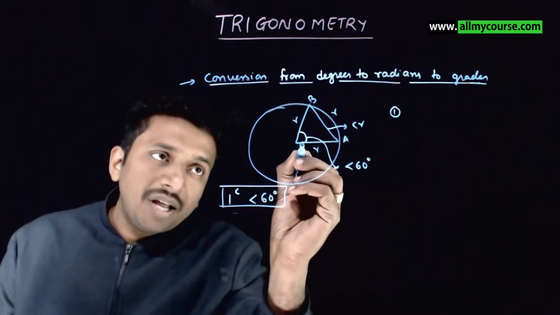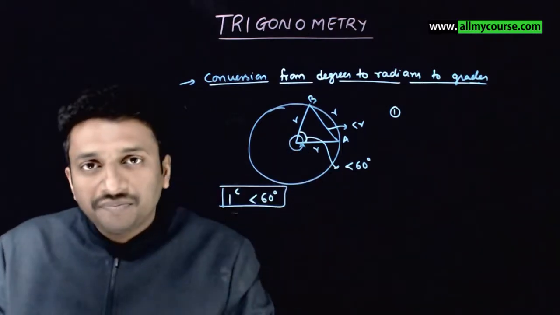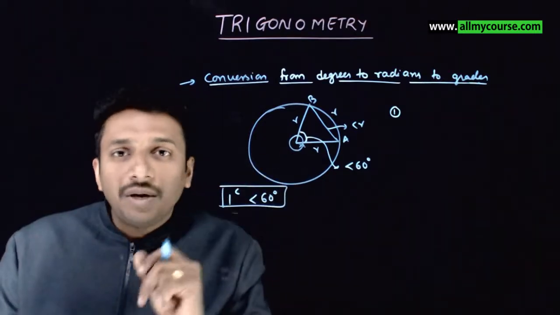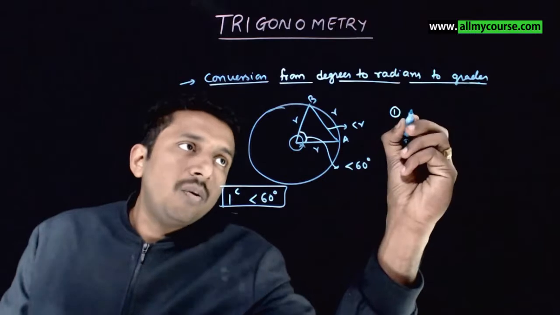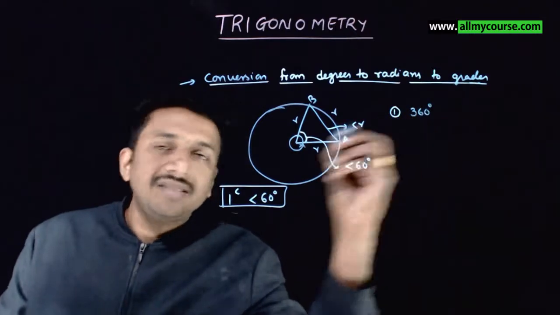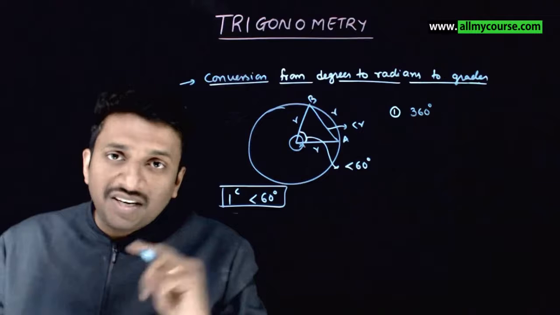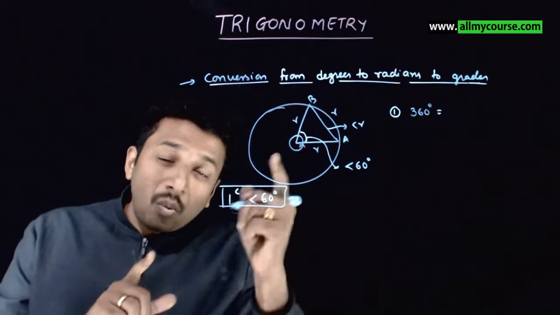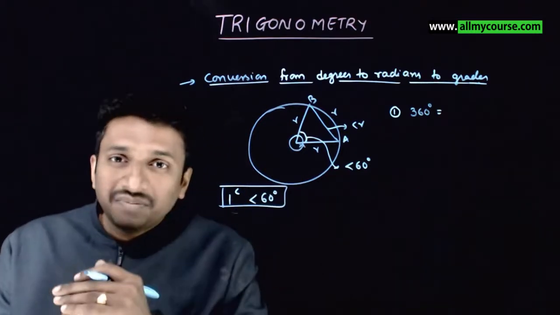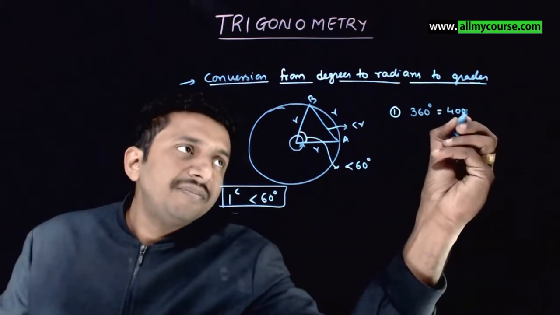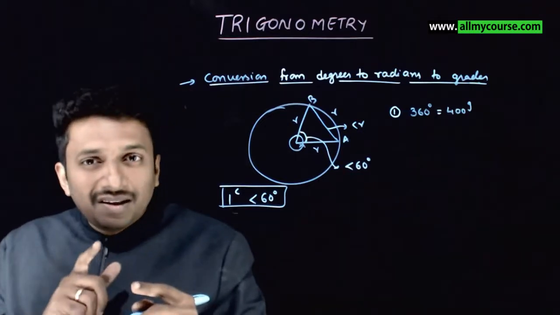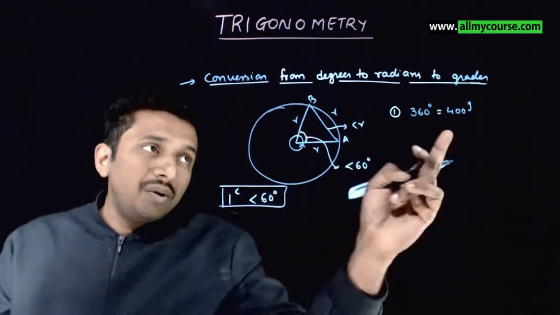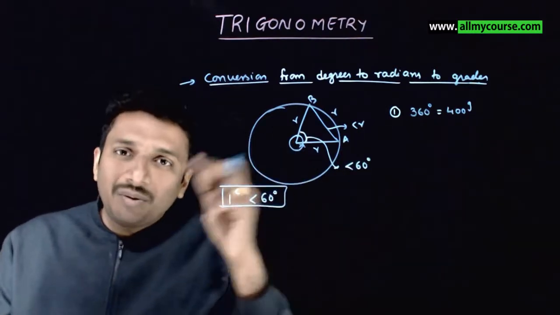If you go for one complete rotation, what is one complete rotation in degree measure? We know that one complete rotation in degree measure is 360 degrees. One complete rotation in the grade system is 400 grades, right? Because a right angle is divided into 100 grades, and one complete rotation is 4 right angles. So you have 400 grades in one complete rotation.